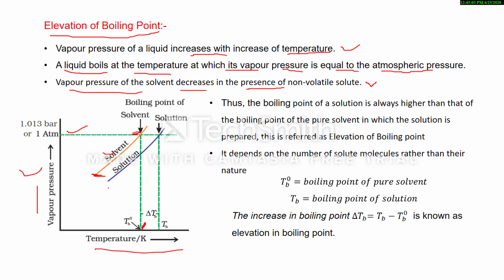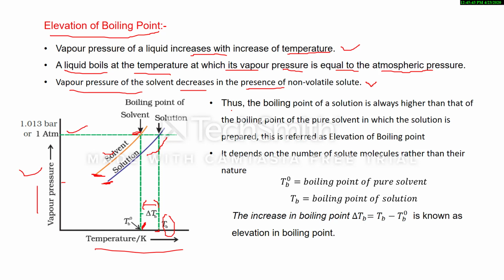Now at the same temperature, if we add a non-volatile solute, then its vapor pressure becomes less. Again, remember, this vapor pressure is less. Now again, we want to boil this solution. Then again, its vapor pressure should be equal to 1 atmosphere. Then we have to increase the temperature up to this place. This temperature is increased. So this TB represents the boiling point of the solution, and the difference between these two is known as elevation of boiling point, that is delta TB.